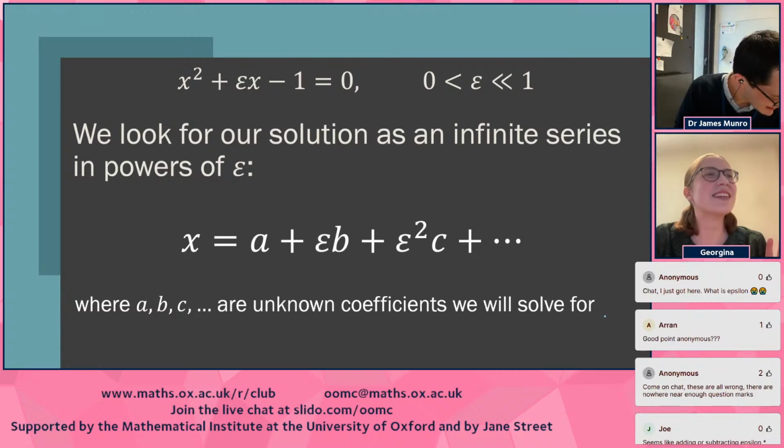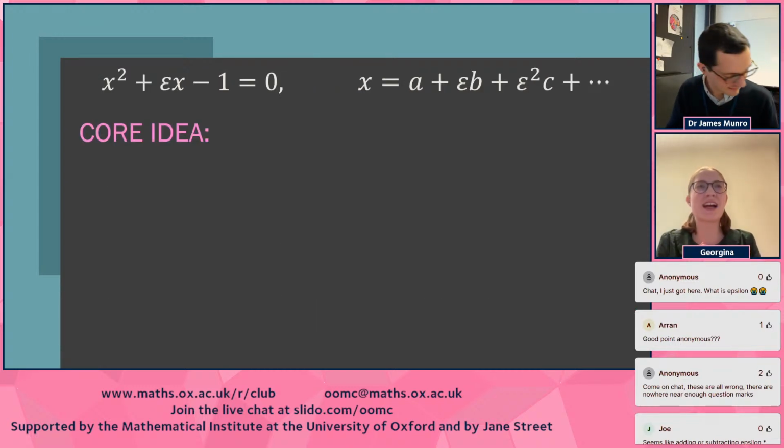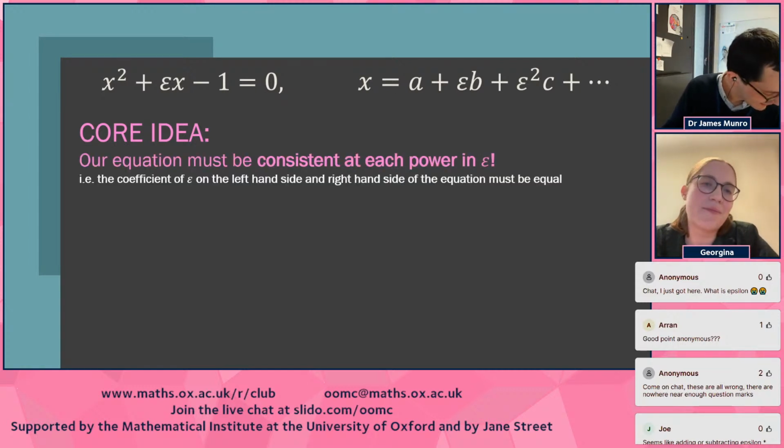Do you want your core idea slide? Yes, please. So the reason, and yeah, you can put up a few of the dot points here. Okay.